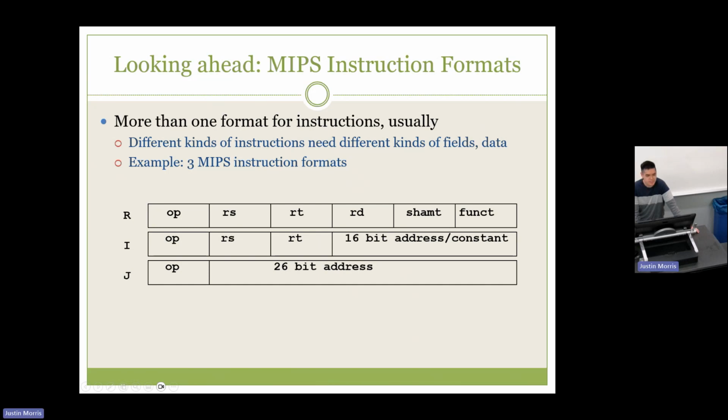And sometimes RT is the destination. Not all I types have a destination, but a load word has a destination, right? Because you're loading from memory into the register file. So RT could also be a destination register. But RS, RT are your operands. For R type, RD is easiest to remember because it's the destination.